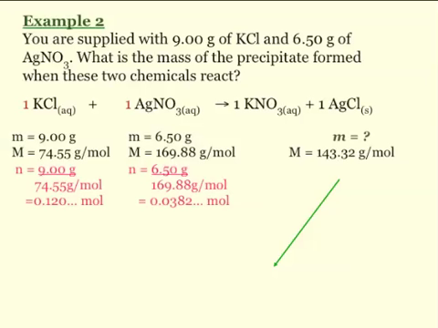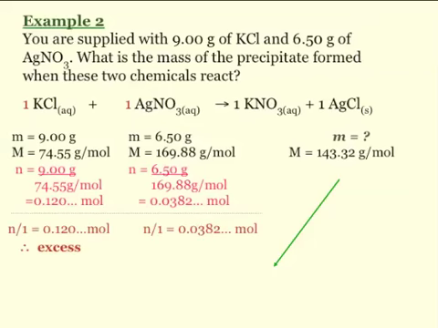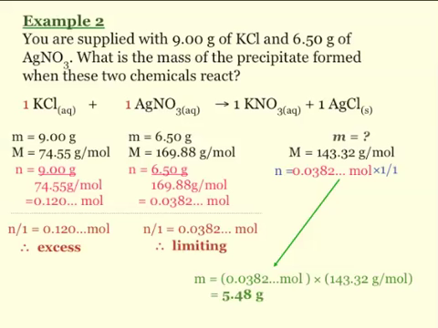Okay? Now I then take those amounts and I have to divide them by the coefficients for each, but in this case it's 1. So really, I should have just used those original numbers. Anyways, my potassium chloride is what is in excess. Okay, so I then take this limiting amount of moles and I multiply it by the mole ratio of wanted over given, okay, which in this case is 1 to 1. And I then multiply that by my molar mass, which gives me then finally 5.48 grams.